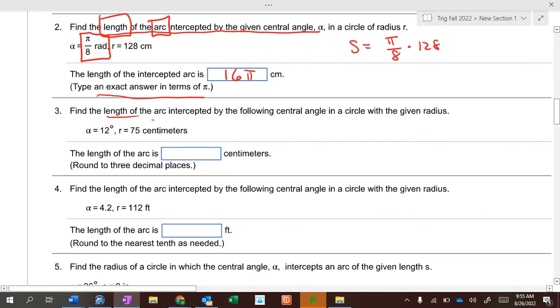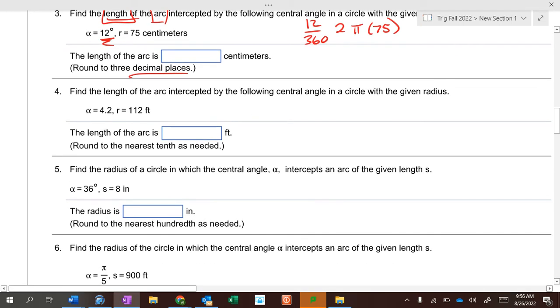Now it's the length of an arc. So arc length. If it's in degrees, you use geometry. So it's 12 over 360 times 2 times pi times 75. Now it says this time round to 3 decimal places. So that's when you use your calculator. Punch the numbers in. Do we have to even work through the problem? No, you can get that on your own. Okay, so that's arc length.